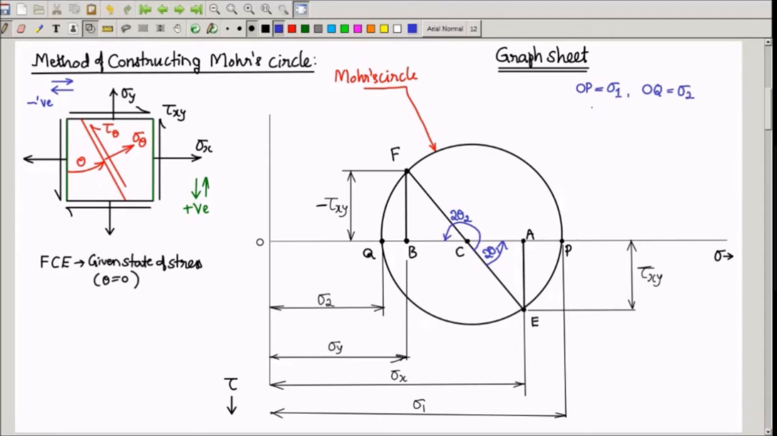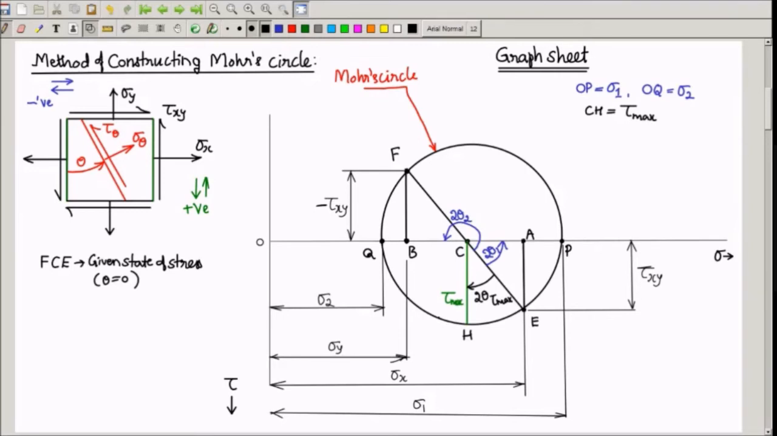If you want maximum shear stress tau max, you draw a vertical line at point C. Wherever it meets the circle, that distance will give you tau max. Here it is tau max. I will call this meeting point as H. Now CH is actually tau max. It is also radius of the circle. The angle corresponding to tau max can be calculated like this. This angle is 2 theta tau max.